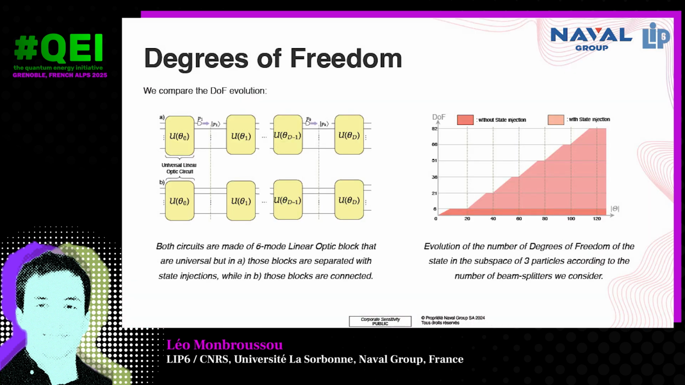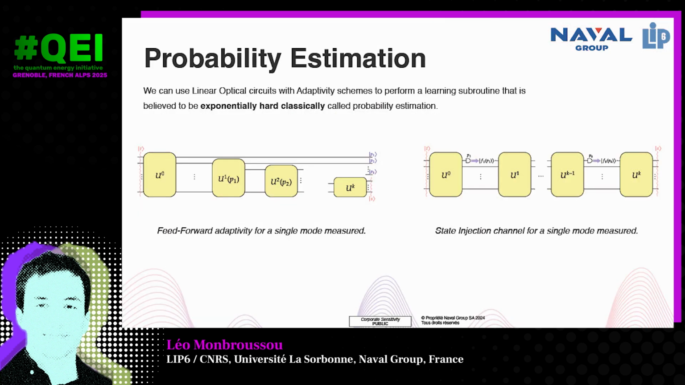And so if you compare only linear optical circuits and state injection, every time you use state injection, you can add many degrees of freedom and you can achieve more complicated states. So finally, in the paper, we also discuss for other people, because we have a strong focus on quantum machine learning, or at least I have a strong focus on quantum machine learning. But you can also use this scheme to do other types of quantum algorithms that are very hard.